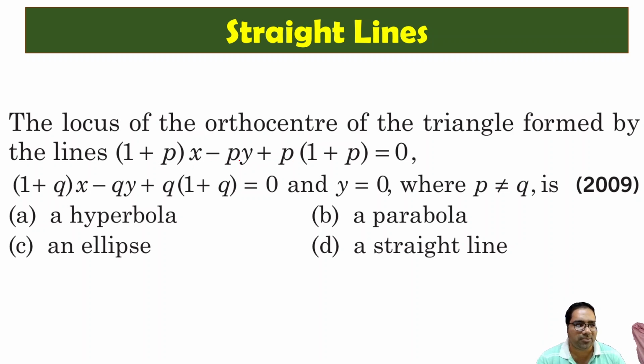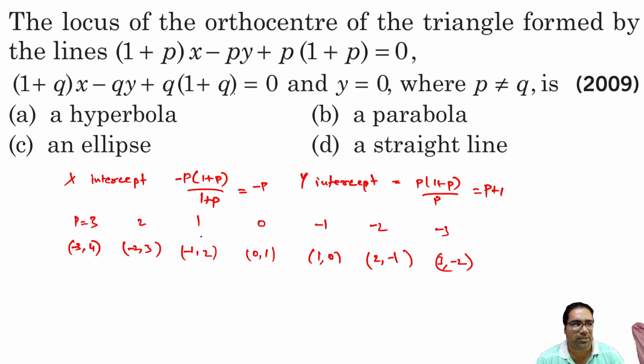Now, if you closely observe this one, what is the x-intercept and y-intercept of this straight line? The x-intercept is when we put y = 0, then x becomes −p(1 + p)/(1 + p), which is −p. Similarly, the y-intercept: when we make x = 0, py = p(1 + p), so y = p(1 + p)/p, which is equal to p + 1. So the x-intercept and y-intercept are −p and p + 1.